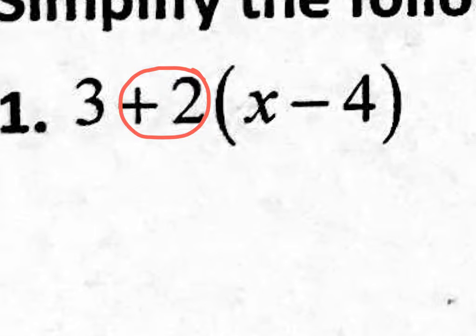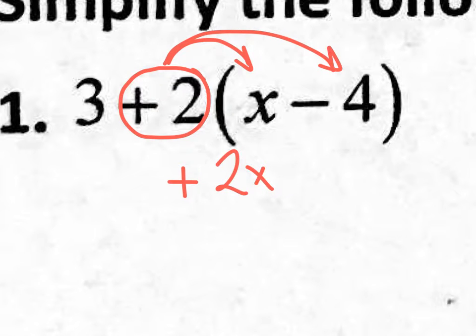And call that a positive 2 and distribute it. Positive 2 times x, what do we get? Positive 2x. Now I want to put the positive in front of the 2x. And then positive 2 times, instead of minus 4, I want to call it a negative 4. What's positive 2 times negative 4? Negative 8. And I'm going to put a minus representing the negative. So if I distribute that 2, I'll really have a positive 2x minus 8.